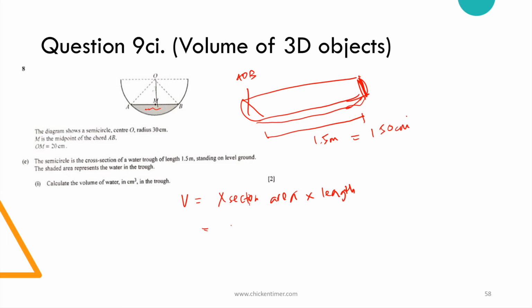So the cross section area just now was 309.928 times 150. So it's 46489.2, just about 46512 cm cubed.